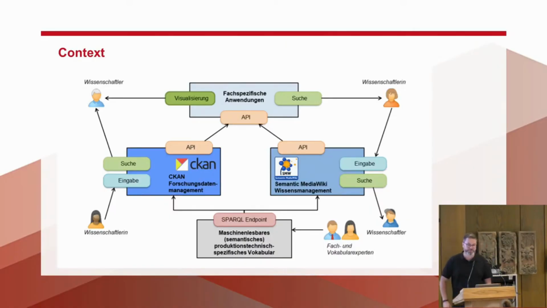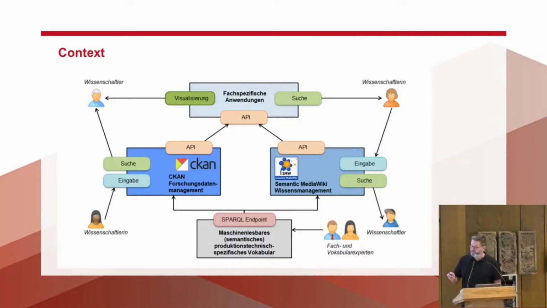One is CKAN, a data store to upload research data and add some metadata to it, and we have Semantic MediaWiki involved, and Semantic MediaWiki takes care of the metadata. So it's not the actual research data, it's metadata about the research data. And both work together, and there's an underlying SPARQL store also involved.